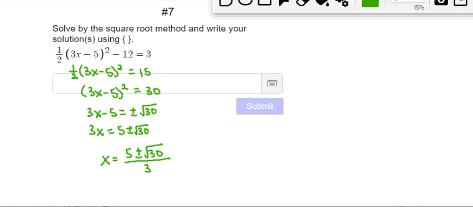And it says write our solution using our curly brackets. So, let's see, I'll do it this way. All right, so we see the answer one way right there. Let me just show it a different way right here: 5/3 plus or minus the square root of 30 divided by 3.